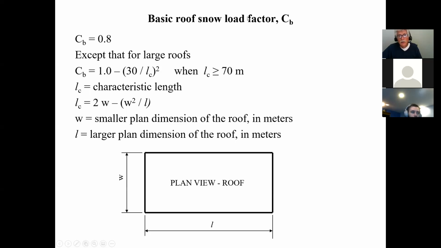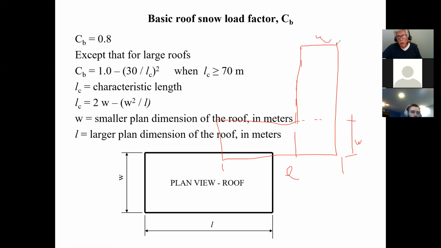Now, people have asked, what happens when you have an L-shaped building? If you happen to have an L-shaped building, let's say like this, you can assume that this is one rectangle, and you calculate the characteristic length. So this would be your W for this part of the roof, and this would be your L. Then you calculate another one like here. This would be your W and that would be your L. You would see which one gives you the biggest CB value, and that's what you would use to design your roof.